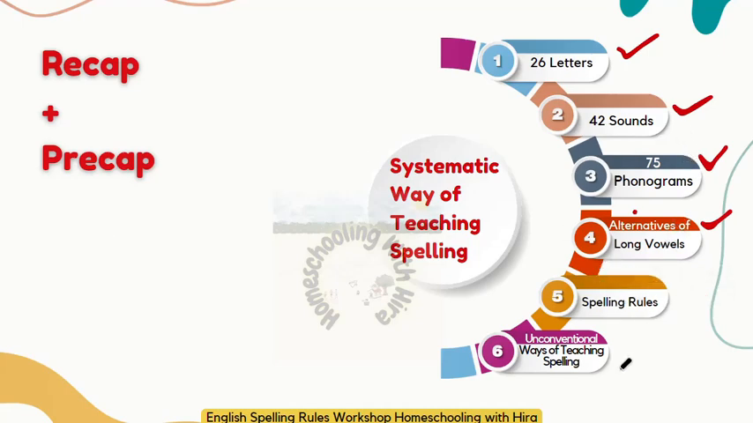Another topic from the upcoming sessions is unconventional ways of teaching. We shall cover this after completing spelling rules because there are so many things that can't be explained to kids with the help of spelling rules. Okay, so we will go for the unconventional ways or the game based learning approach, and later we have something more to come. That's a surprise for you. Stay tuned with me to the end of this workshop, which comprises 2 weeks. Okay, so this was the recap and precap of our 3 days.